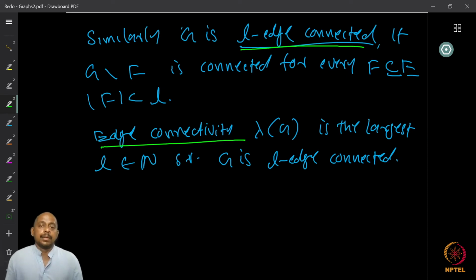Now, a graph G is L edge connected if G minus F is connected for every F subset of edges where the cardinality is strictly less than L. So similar to vertex connectivity, I can talk about edge connectivity. By removing fewer than L edges, I cannot disconnect the graph. So therefore, it is at least L edge connected. Edge connectivity is the largest natural number such that G is L edge connected.